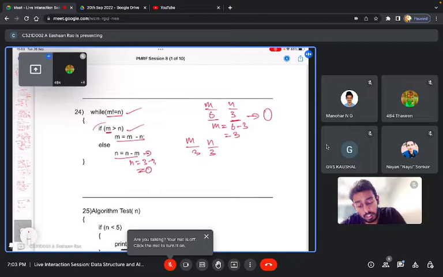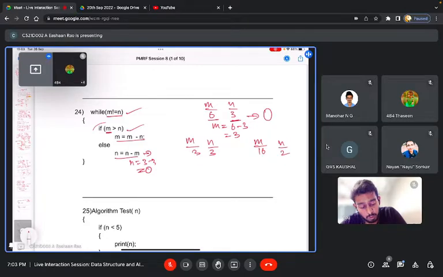Now let's try to take a bigger m value. So if we take m equal to 16 and n equal to 2, then if you try to reduce the value, it will find that the m value is reduced by 2 only. So it will be 14, 12, 10, 8, 6, 4, 2. So actually it is running for 7 to 8 times, for a particular value.